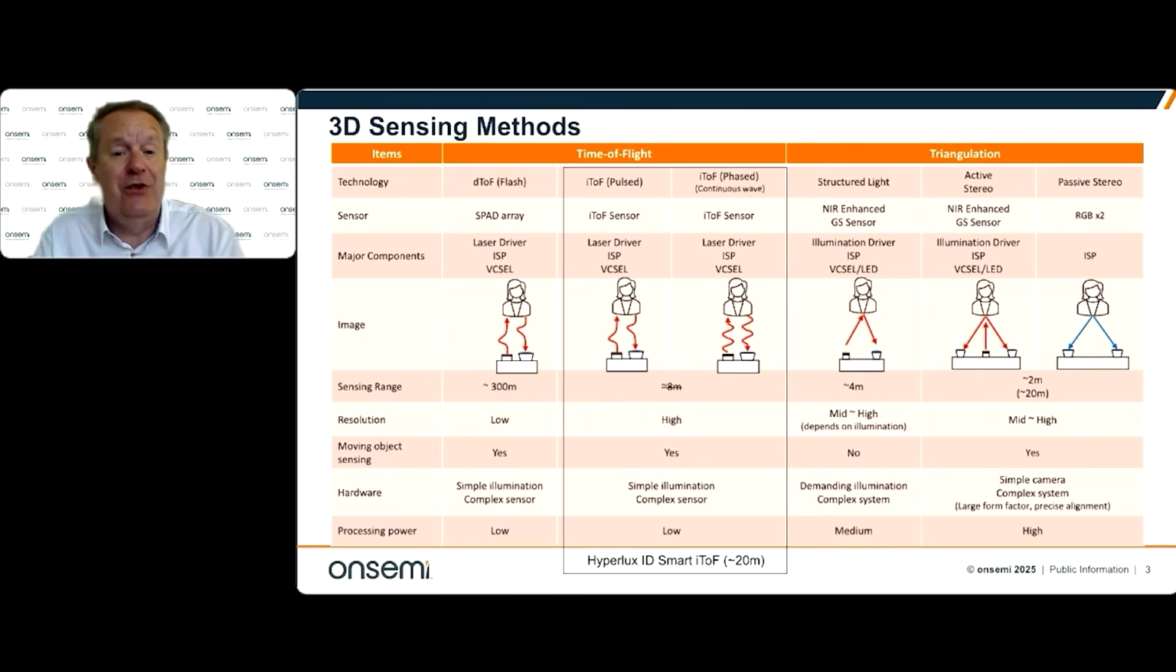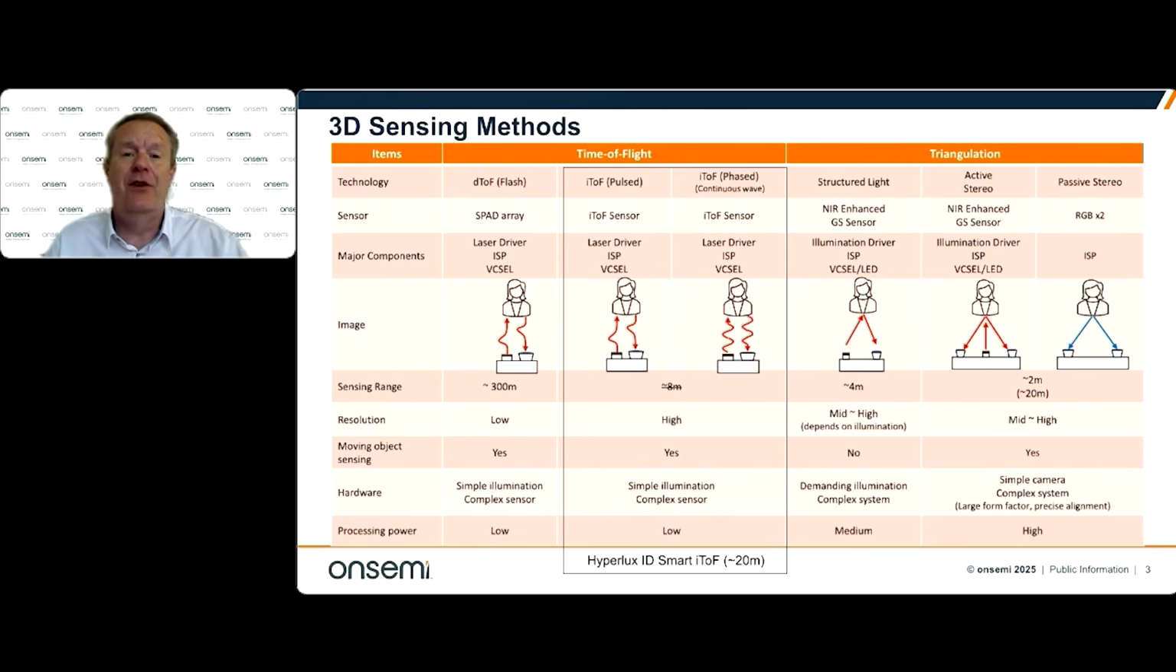Excellent for moving objects. So iToF is really, really good for moving objects. Standard iToF today is struggling with some of those moving objects, as it needs to freeze a frame, then do a depth distance, then restart again. So standard iToF today does struggle. I'll explain how Hyperlux ID overcomes that challenge.